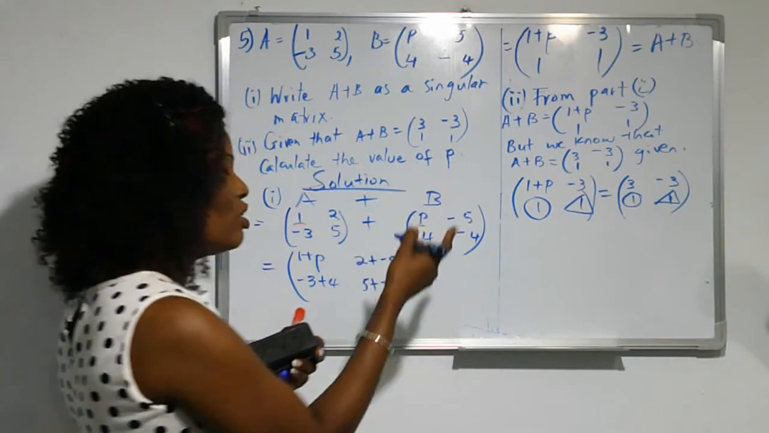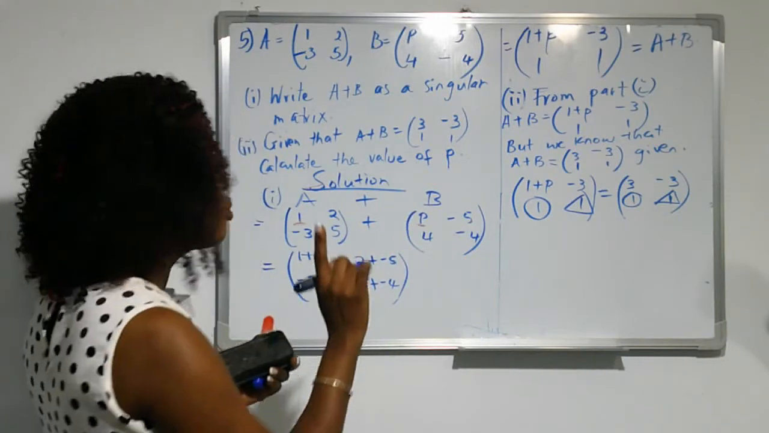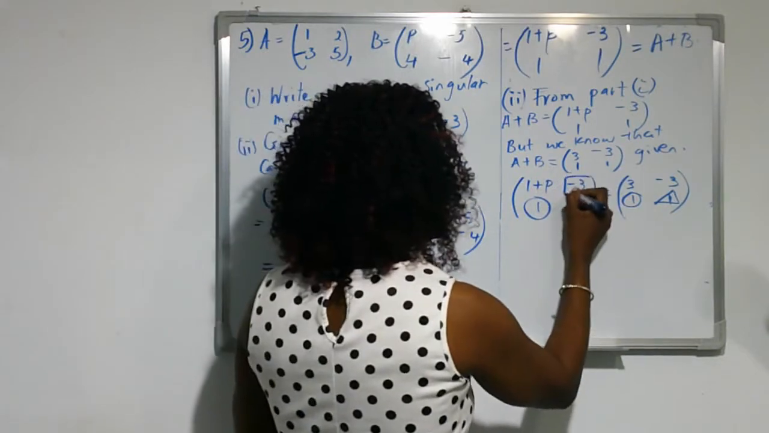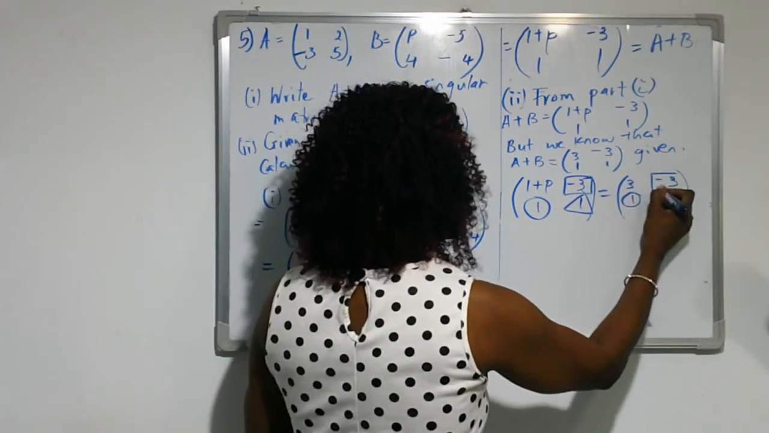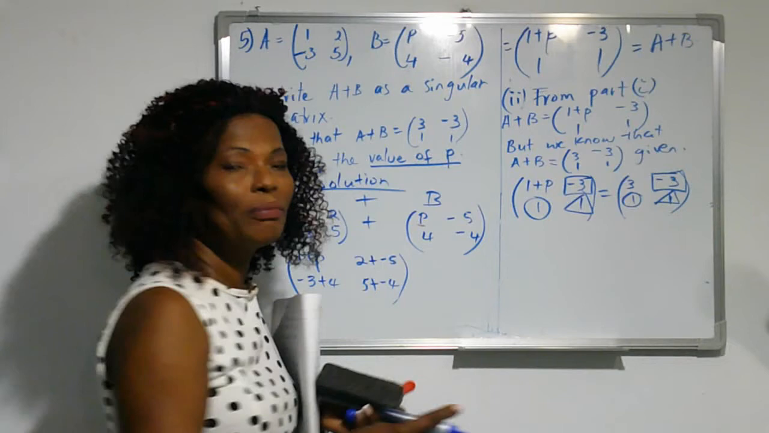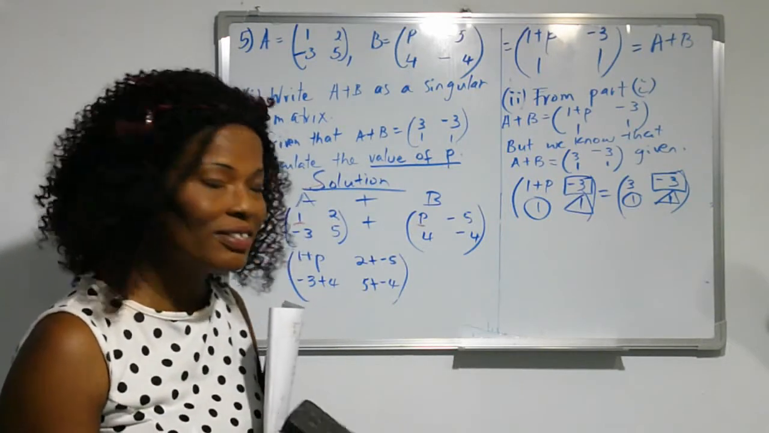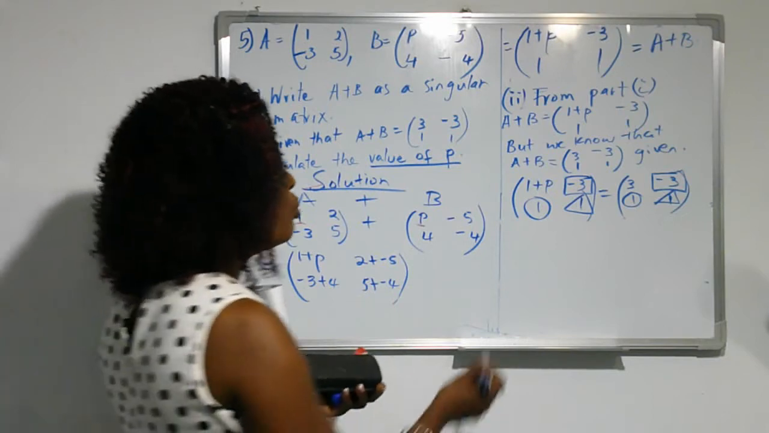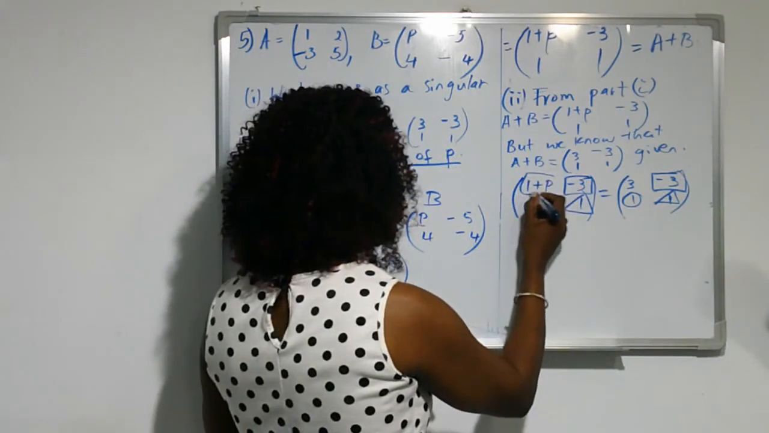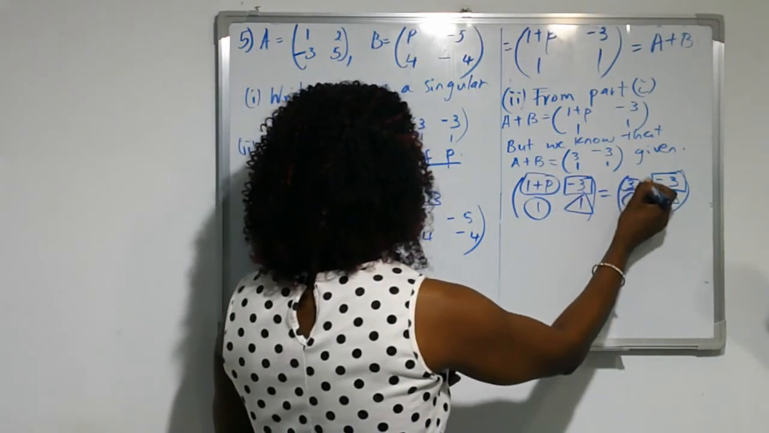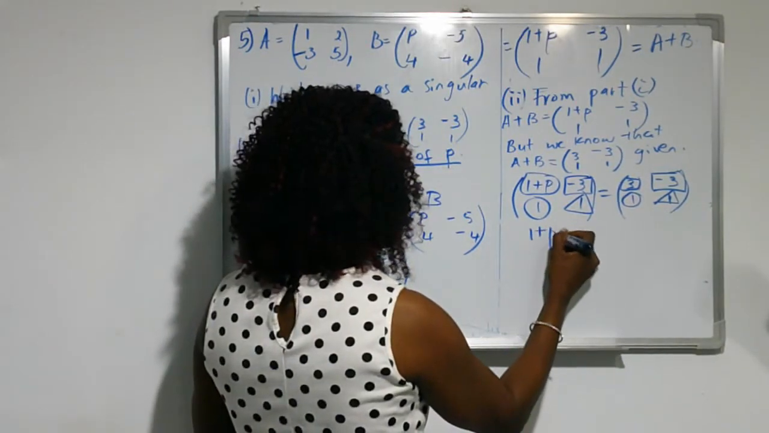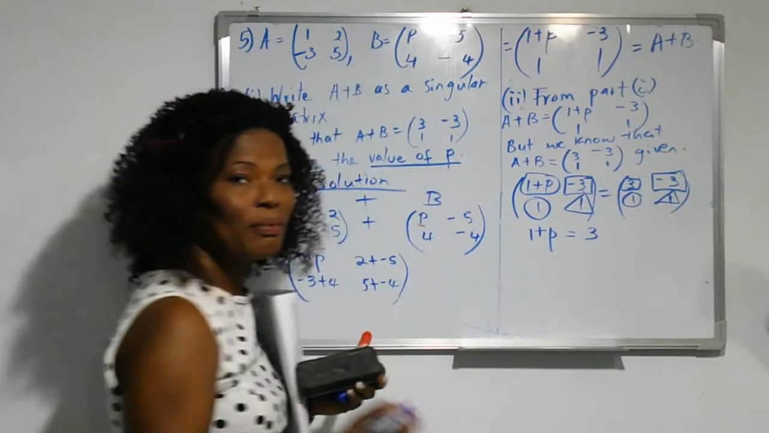And focusing on what they ask you for, you're required to find the value of P. This negative 3 is in the same position as the other negative 3. Nothing can be worked out. Those two values are the same. Same thing with the others. So now we are left with this one. 1 plus P is in the same position as 3. So 1 plus P and 3 mean the same thing.